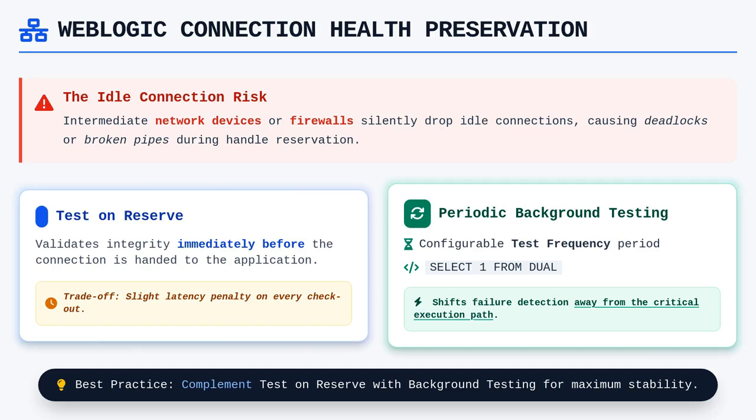While this is the most reliable method for ensuring application stability, it does introduce a slight latency penalty on every checkout, so it is often better to complement it with periodic background testing. By configuring a test frequency period alongside a dedicated SQL test statement, such as a simple select one from dual for an Oracle database, the connection pool proactively verifies its members while they are idle. This background scavenging process ensures that when your application finally requests a connection, the pool already knows whether it is healthy or if it needs to be replaced, effectively shifting the cost of failure detection away from the critical execution path of your service requests.